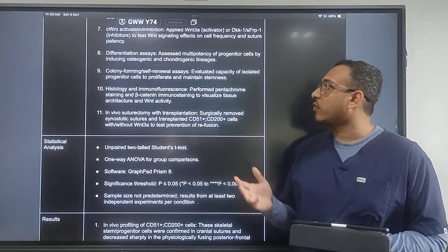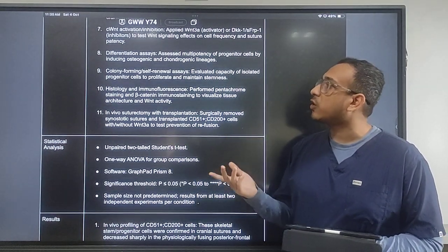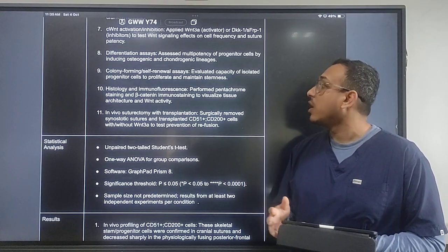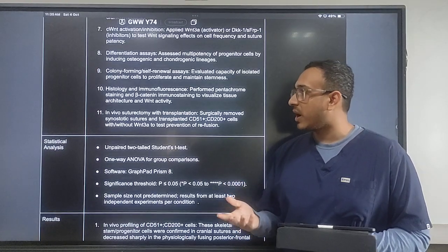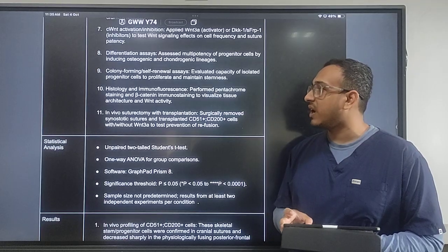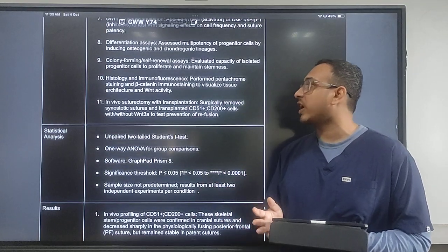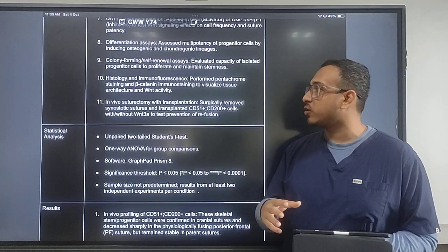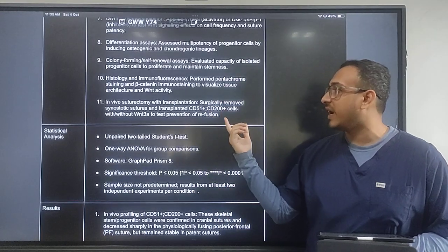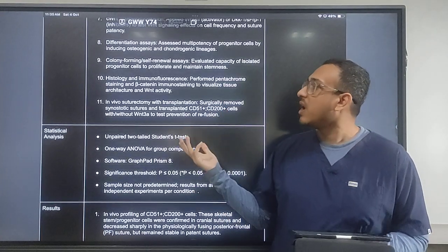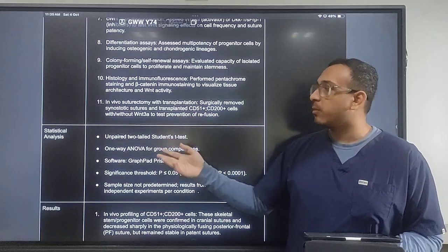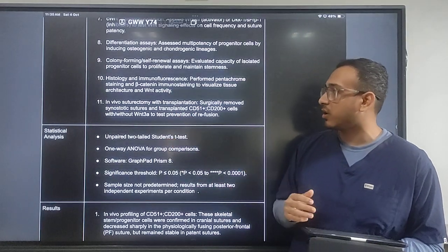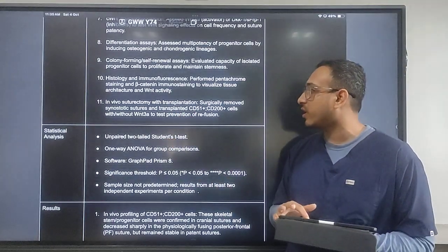For the histology and immunofluorescence, they performed pentachrome staining and beta-catenin immunostaining to visualize tissue architecture and WNT activity. And lastly, they did the in vivo suturectomy with transplantation, where they surgically removed synostotic sutures and transplanted CD51 stem cells without and with WNT3A signaling to test the prevention of refusion.